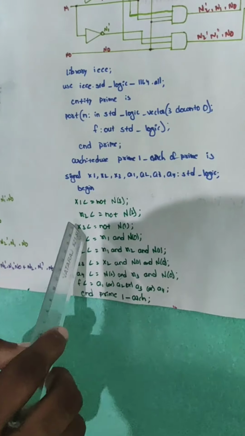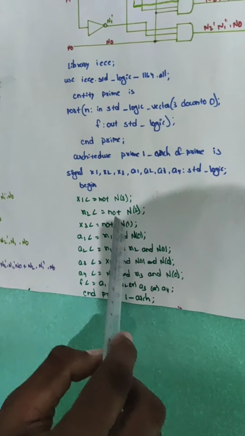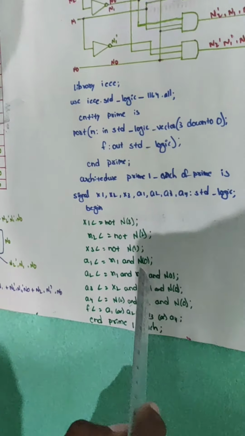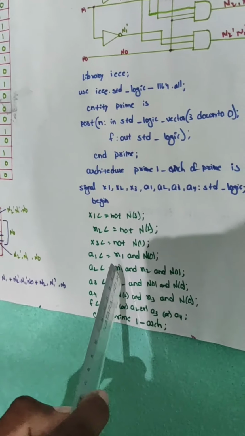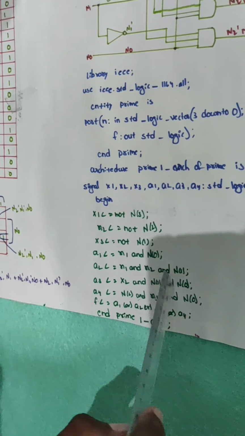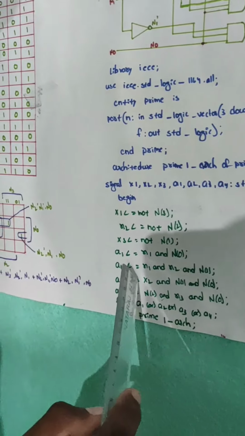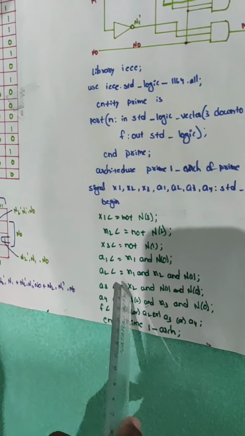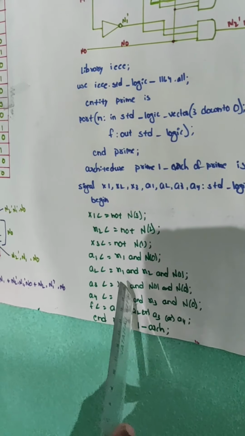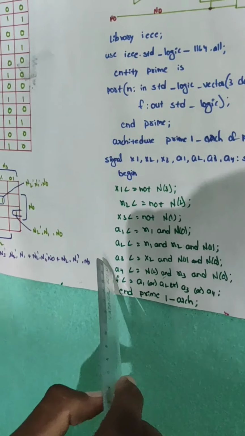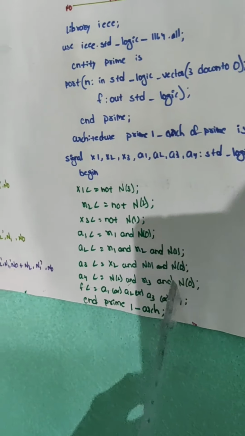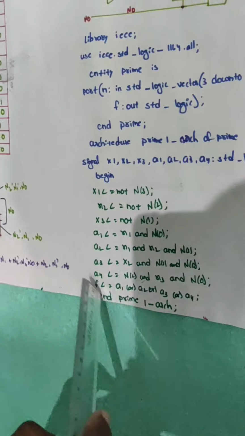Here a1 is less than or equal to x1 and n of 0, a2 is less than or equal to x1 and x2 and n of 1, a3 is less than or equal to x2 and n of 1 and n of 0, a4 is less than or equal to not n of 2 and x3 and n of 0. Finally, output f is less than or equal to a1 or a2 or a3 or a4. End architecture name prime.